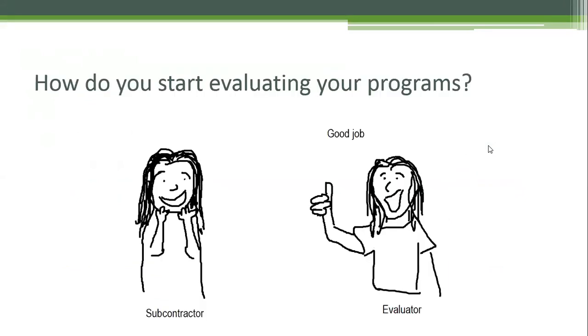So how do you start evaluating your programs? While very formally you can do an evaluation plan, report, and do all these things, naturally, just as humans, we are always evaluating. Every decision we make is based upon something that's happened to us before. And so our subcontractors, whatever they may be doing, are constantly internally evaluating their programs and making changes. So good job to everyone, naturally doing that.